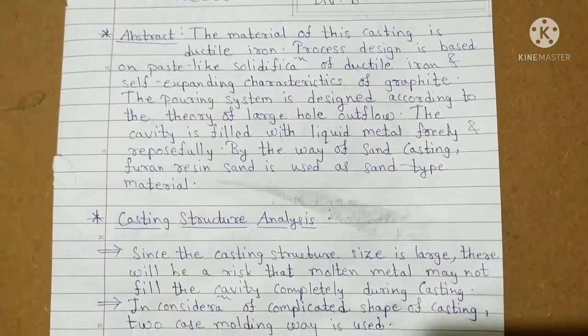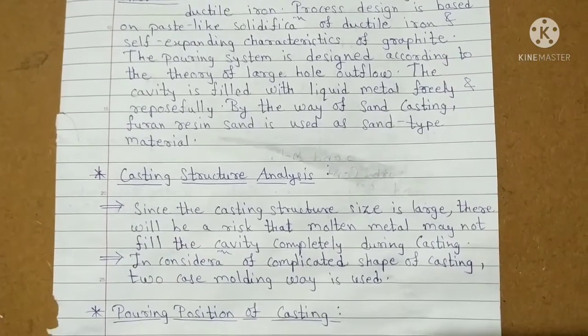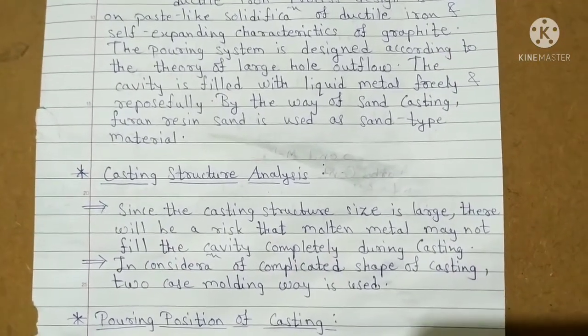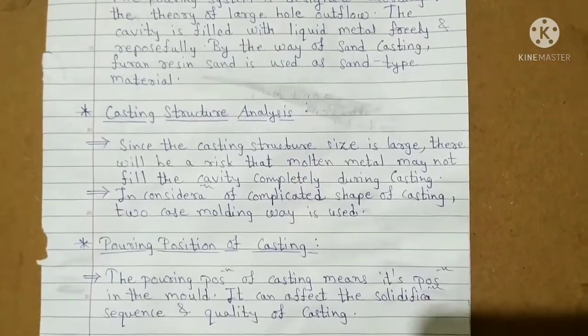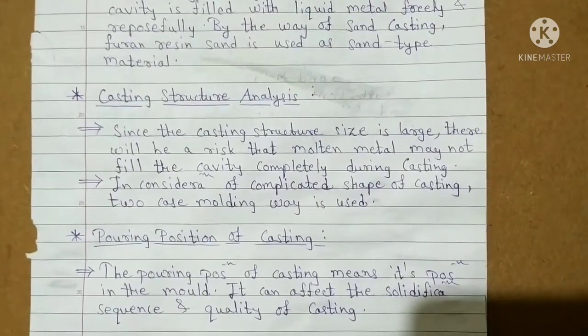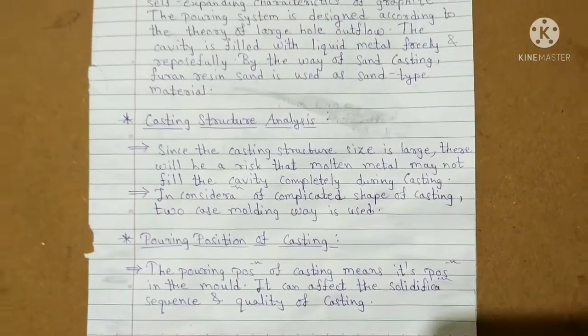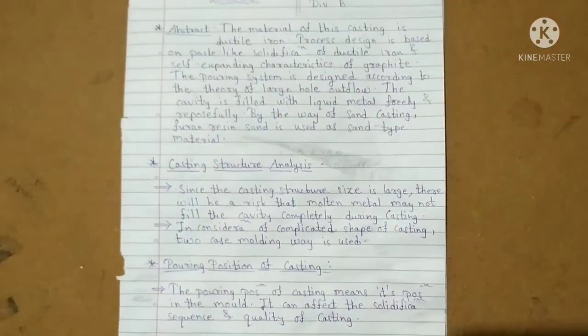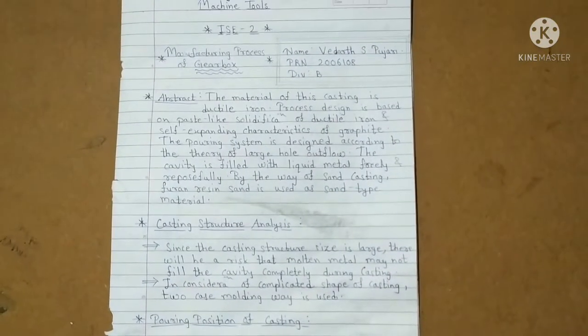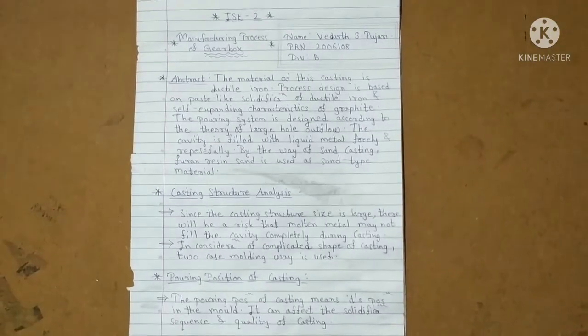Casting structure analysis. The casting size is large, therefore there is a risk that molten metal may not fill the cavity completely. Hence the two-case molding way is used. Now the pouring position of the casting means its position in the mold. It can affect the solidification sequence and quality of the casting. Therefore we have to take care of the quality of the casting.